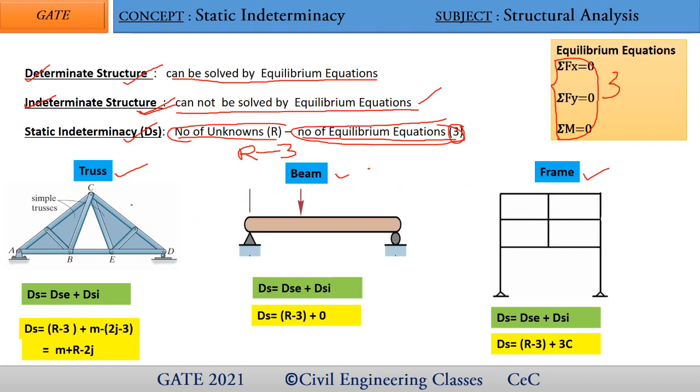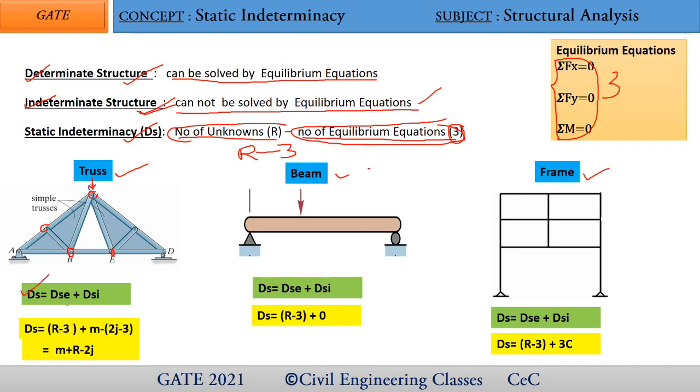Okay. So if you see the truss, basically in the truss we made some assumptions. Here you can see that all the joints are pin jointed. Okay. So that is the first assumption of the truss, all the joints are pin jointed and the load acts exactly at the joints only. Okay. So for a truss, how to calculate the static indeterminacy?